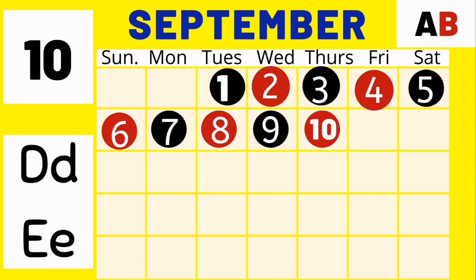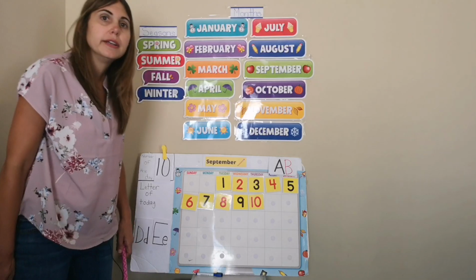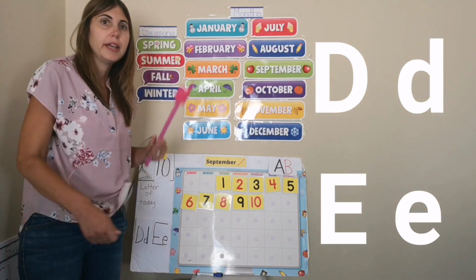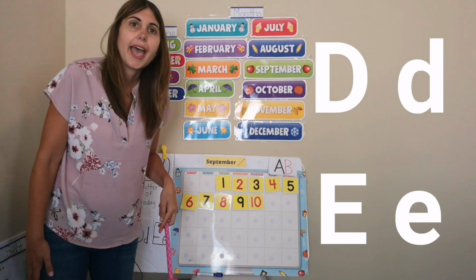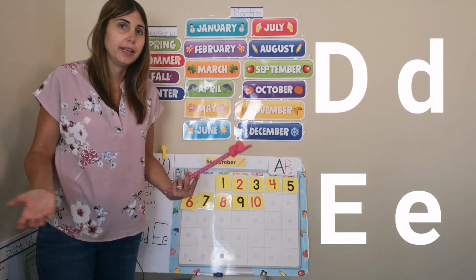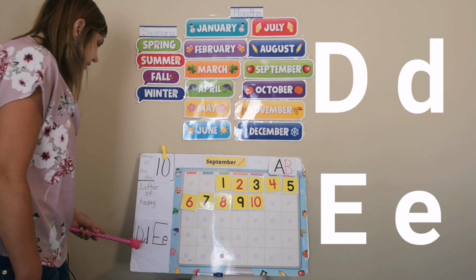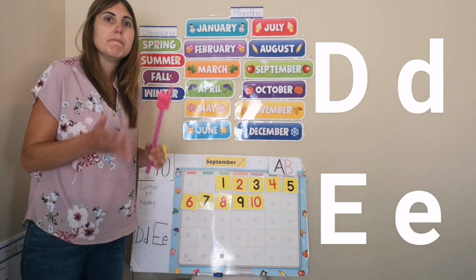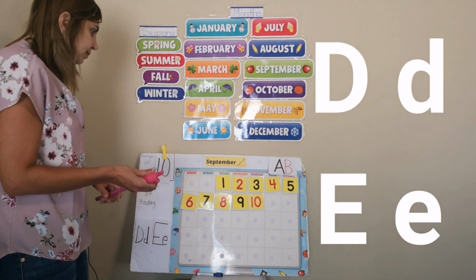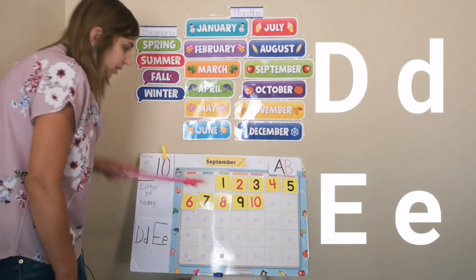And our letters of today are D and E. These are both D's and these are both E's. D's say duh, duh, duh, like drum, duh, duh, duh. And E says eh, like egg. Both the uppercase and the lowercase D's and both the uppercase and lowercase E's make the same sound. So this is our calendar.